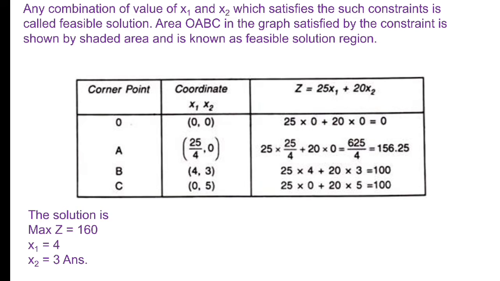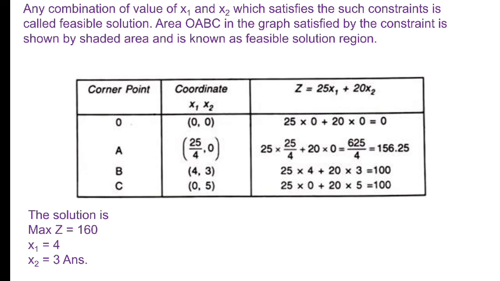O is 0 comma 0. Substitute, and you get 0: 25 into 0 plus 20 into 0 equal to 0. A is 25 by 4 comma 0: 25 into 25 by 4 plus 20 into 0. Simplify, 625 divided by 4 equal to 156.25. And then the B point is 4 comma 3.